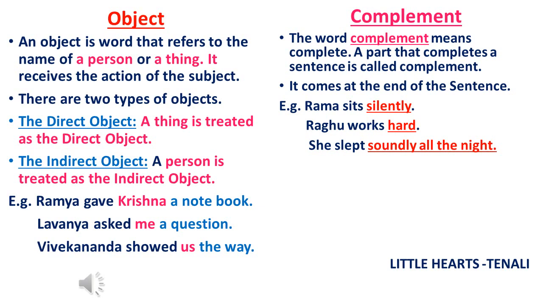She slept soundly all the night. She, subject; slept, verb; soundly all the night, neither a person nor a thing. That's why it is the complement. Now we've discussed the components of a sentence in complete.